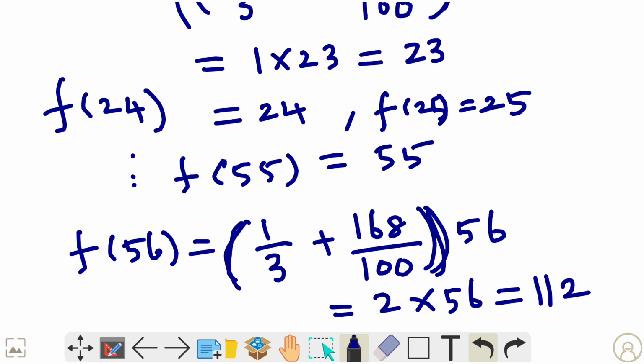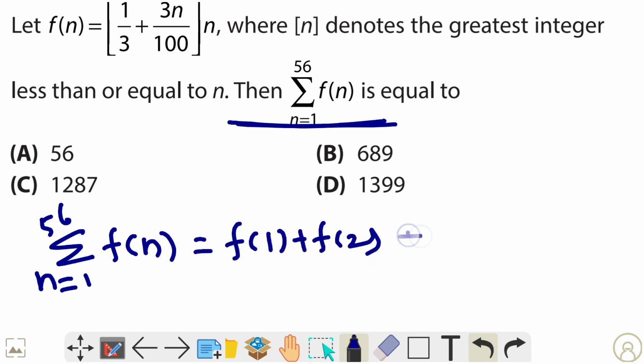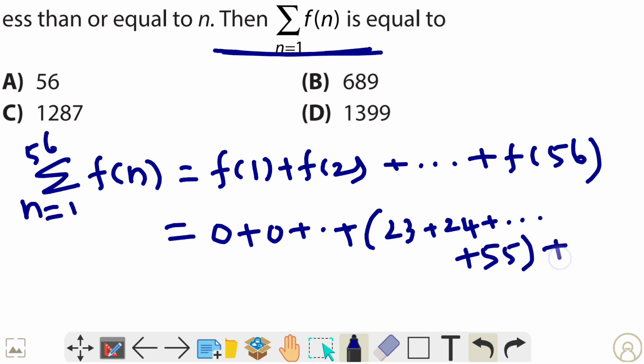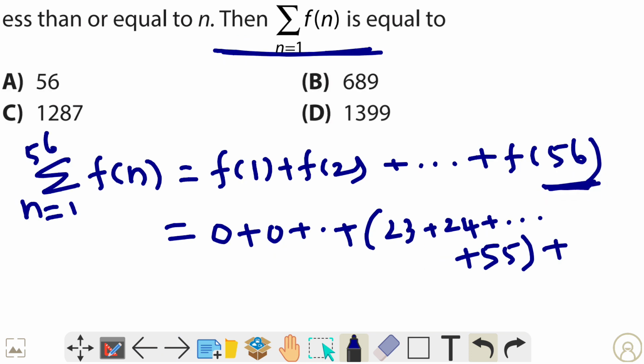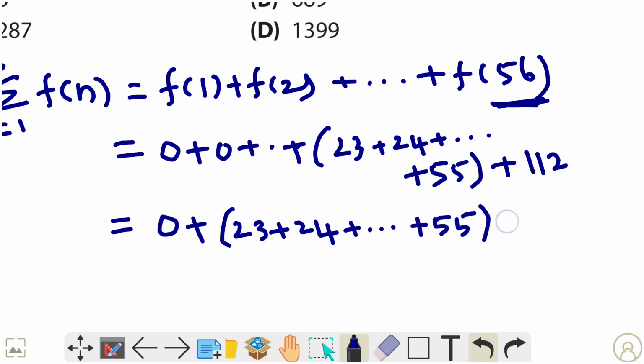Okay. So we found f of 1, f of 2, f of 3, f of 4 till f of 56. The question asks for the summation n equal to 1 to 56 of f of n, which means f of 1 plus f of 2 plus etcetera plus f of 56. We found f of 1, f of 2 and so on are 0 plus 0 plus etcetera, 22 times, then 23 plus 24 plus 25 etcetera up to 55, and f of 56 is 112. So this is 0 plus 23 plus 24 plus etcetera plus 55 plus 112.